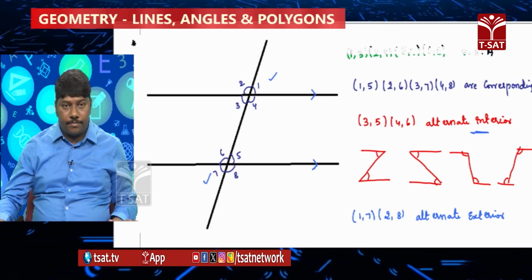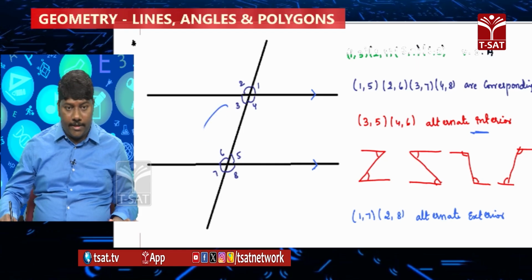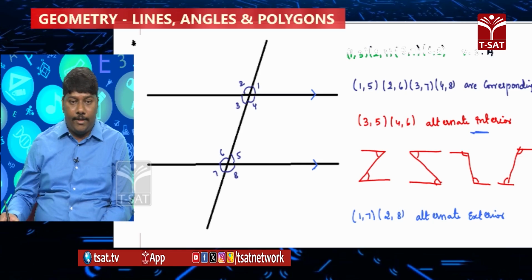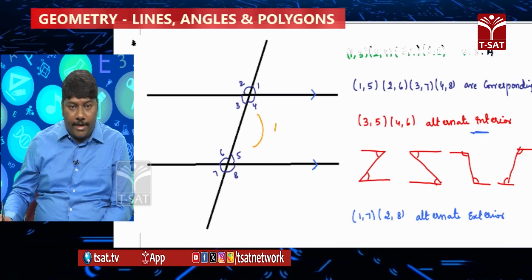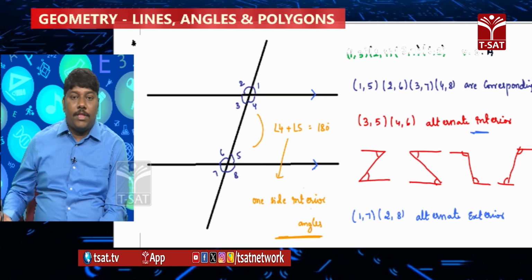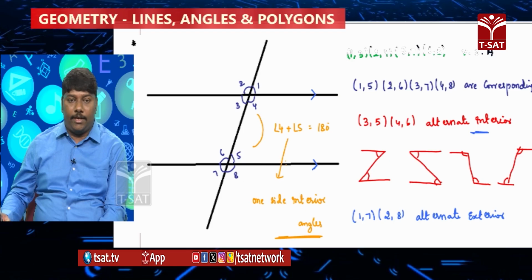Now we are left with angle 3 and angle 6, angle 4 and 5. They are not equal, but you call them one side interior angles. The sum of angle 4 and angle 5 is equal to 180 degrees. We call them one side interior angles. They are not equal, but their sum is equal to 180, which means they are a kind of supplementary angles.